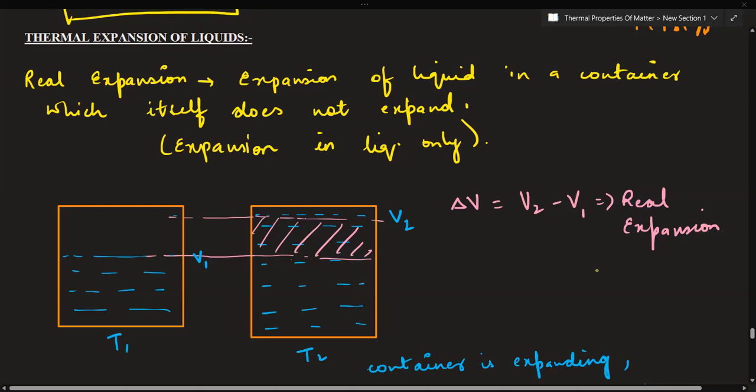Now see, so we had completed the applications of thermal expansion. Now see, like solids, liquids also expand on heating. Since liquids do not have a shape of their own, they take up the shape of the vessel in which they are kept. So that's why we talk only of the volumetric expansion in case of liquids, only the volume expansion. We have seen three types of expansion.